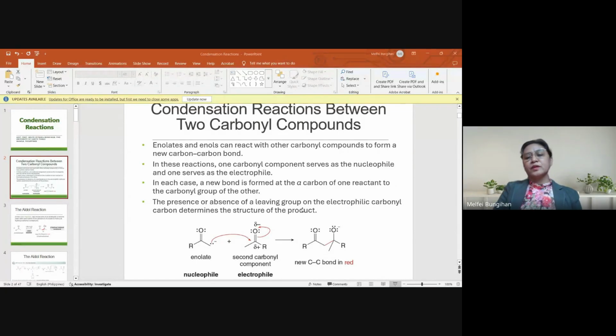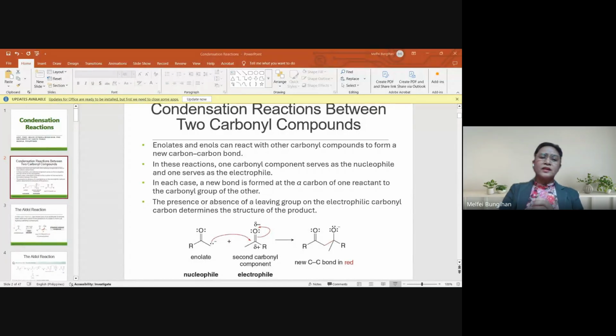And after that, this lone pair here will go back to its electrons. This lone pair here will get a proton, which was technically removed a while ago. And so it becomes an alcohol. So we form a beta-hydroxy carbonyl compound. So basically, all of these aldol condensations are the reaction between an enol and enolate to form an aldehyde and an alcohol. That's why it's called aldol condensation.